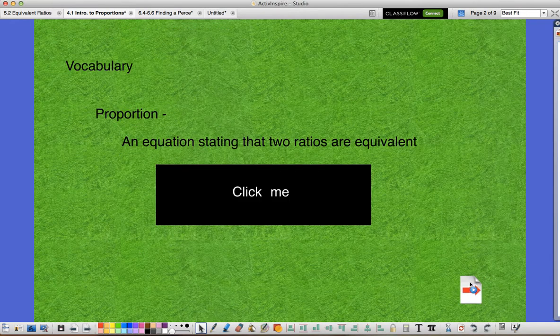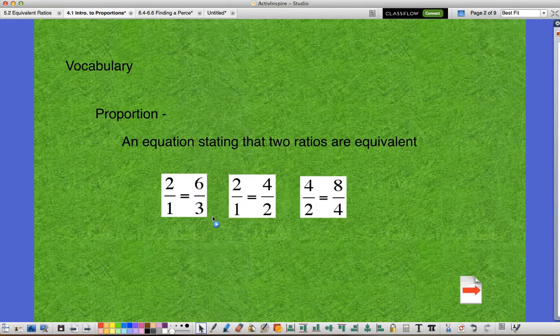Right, so first off, it's important to know what a proportion is. A proportion is an equation stating that two ratios are equivalent. So here are three examples. The ratio 2 to 1 is equivalent to the ratio 6 to 3, and 2 to 1 is also equivalent to the ratio 4 to 2.